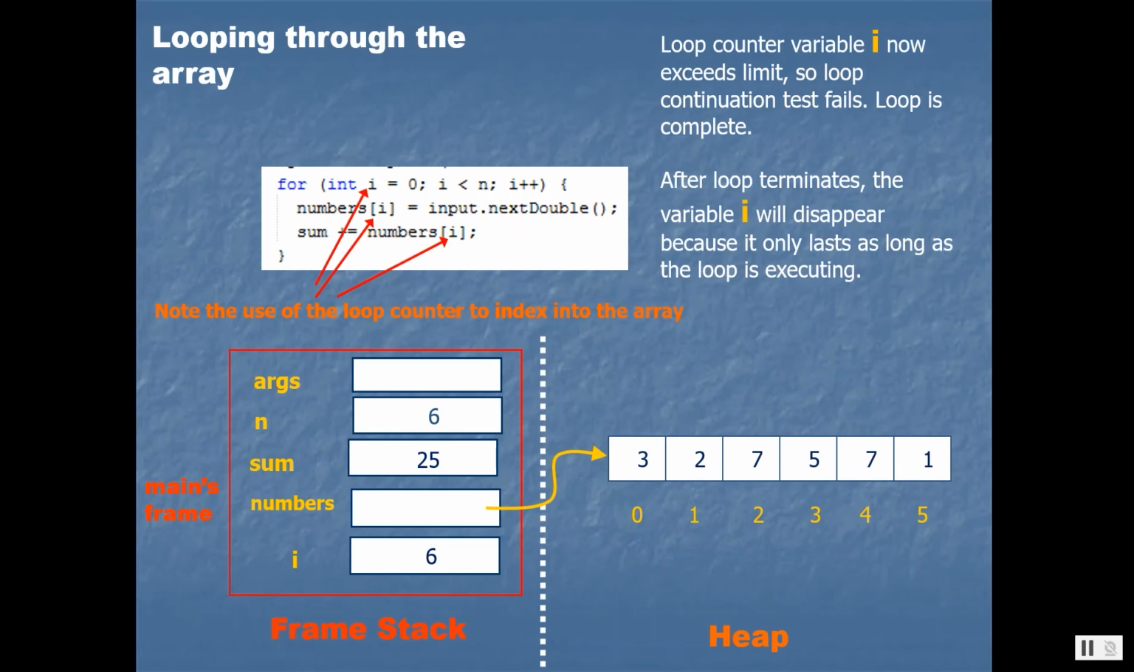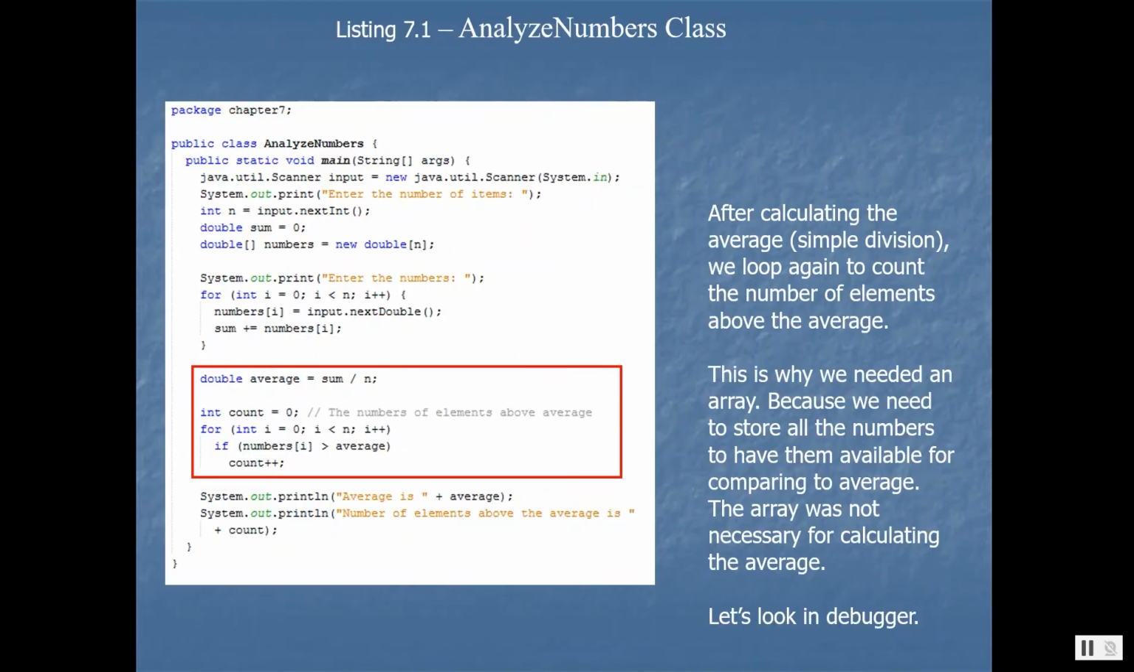At some point, the loop counter variable is going to reach n, which was 6, and this test is going to fail. And so we're done with the loop. Notice also that in this loop we were also summing. And then finally, we're able to calculate the average. Then at this point we can loop again and check to see which of those numbers are above the average. We wouldn't have been able to do that if we didn't have them stored in an array. And that's why we're able to say how many elements are above the average.